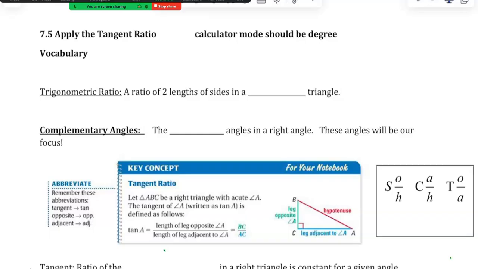If you have those other calculators, look for the little baby D in your screen. I think the default is degree for you, so I think you should be okay. If in doubt, come see me and I'll fix it for you.